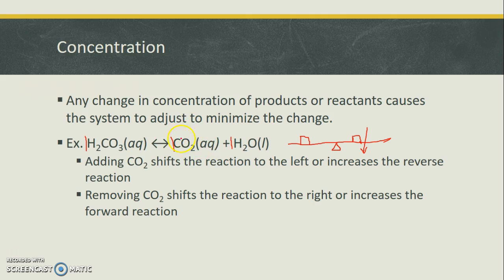Because if I add something on the right-hand side and my reaction goes to the left, what that's going to do is turn the stuff on the right into reactants, and it's going to use them up and turn them into product. It's going to make more stuff over here on the left-hand side in order to compensate. If I take out CO2, well, the only way to fix that is to make more. And how do you make more CO2? Well, the reaction needs to head to the right in order to make more stuff that's on the right-hand side.